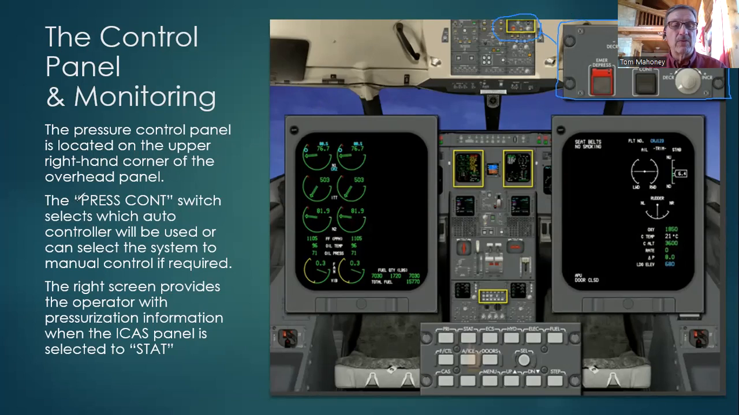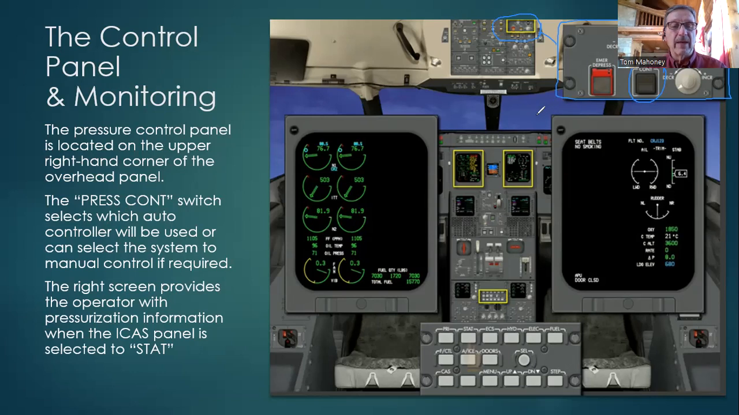The pressure control switch selects which auto controller will be used, or can select the system to manual control if required. Where's that at? That's this switch right here on the panel. It says pressure controller, abbreviated.